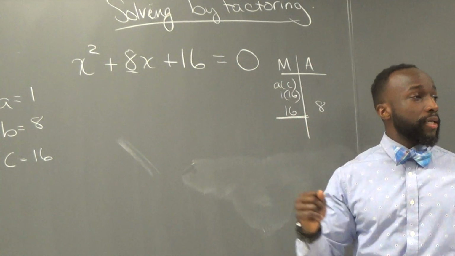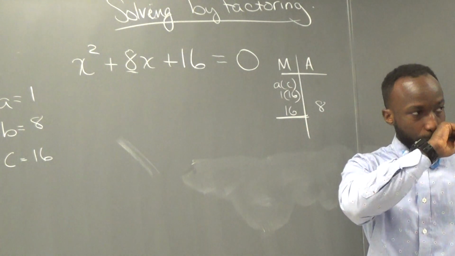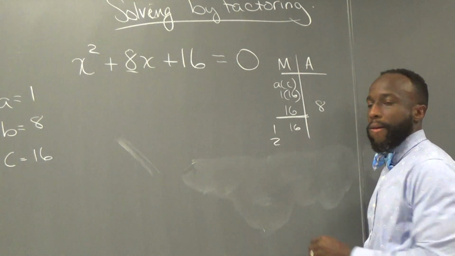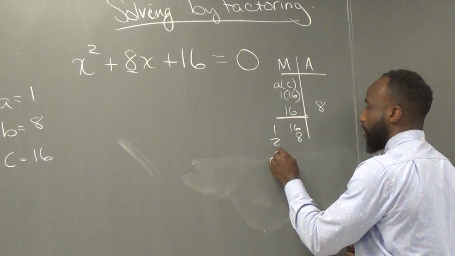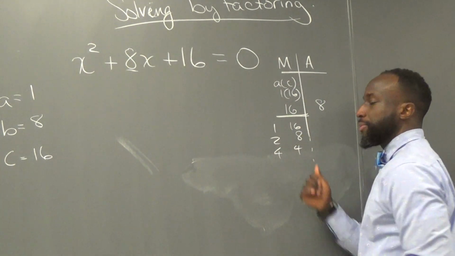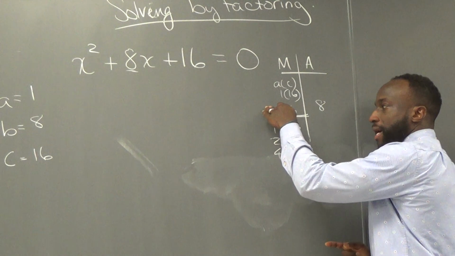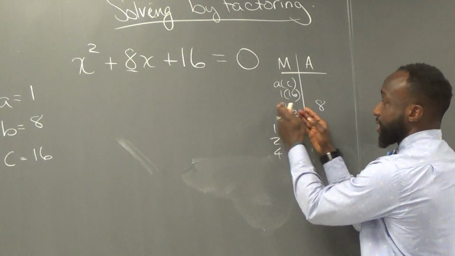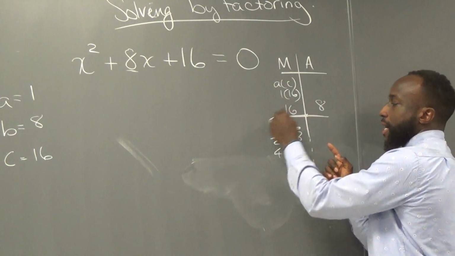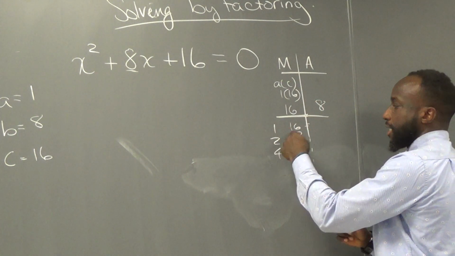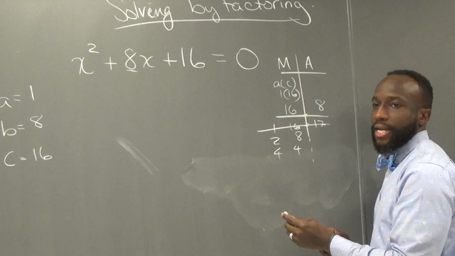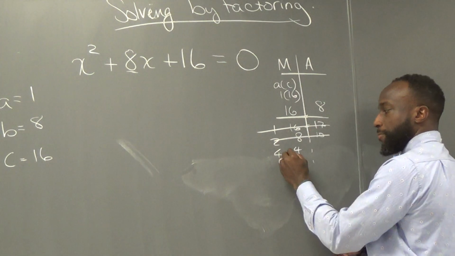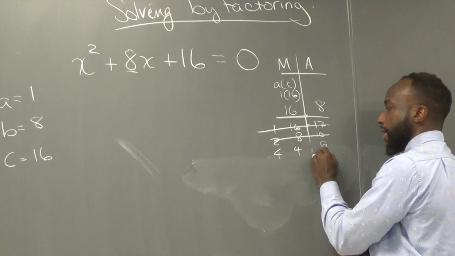Alright? Factors of 16, 1 times 16. Alright, so we're going to list all the factors. 1 and 16. 2 and what? 8. What else? 4 and 4. Now, the adds to be 8 part is this. Because it's positive 16, both of these numbers are going to be positive. So if you do 16 and 1, you get positive 17. That's not it. If you do 2 and 8, you get 10. That's not it. But 4 and 4, you get 8.